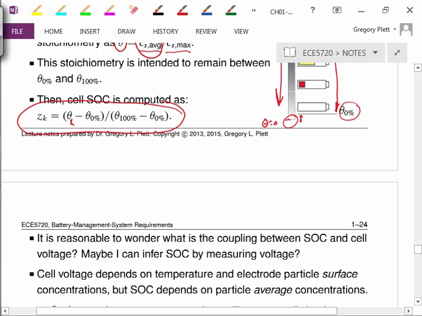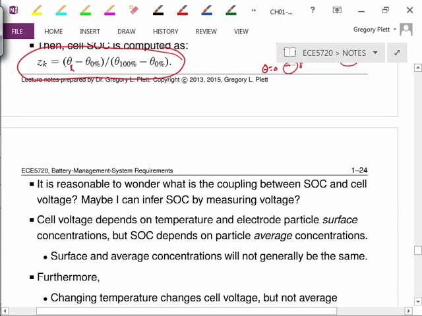Okay. So it's reasonable to wonder if there is some coupling between state of charge and cell voltage. Maybe I can measure a cell voltage and somehow infer state of charge from that. Well, again, asking you to go back and think about a cell electrochemically as we did last course. The cell voltage depends on a number of things. One of them is temperature, because that influences the open circuit potentials of the electrodes. That's kind of a minor variation, but it does depend on that.